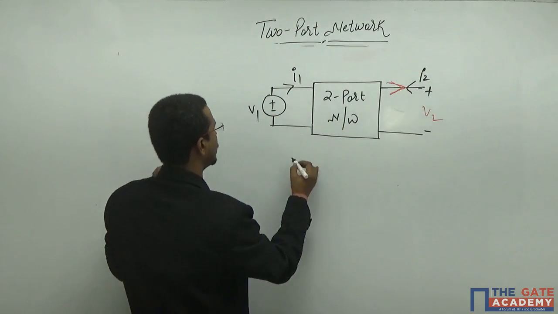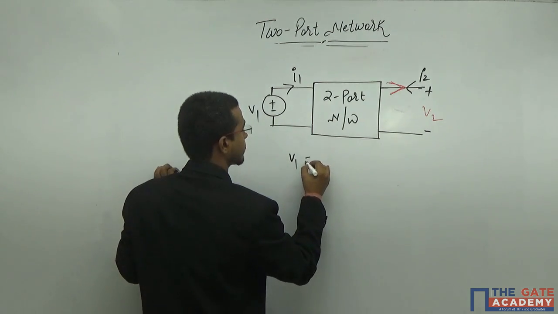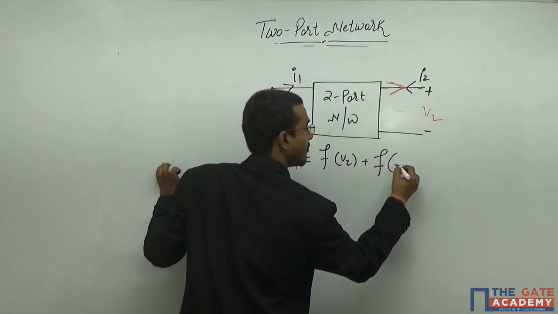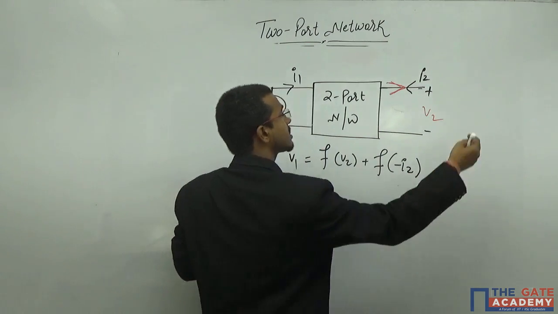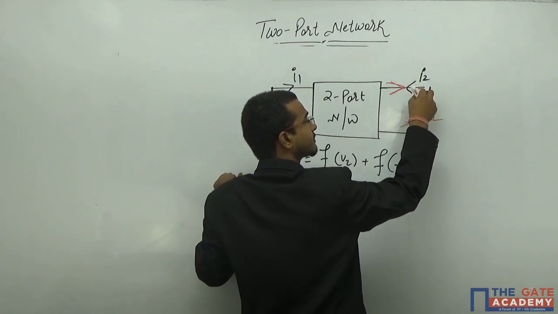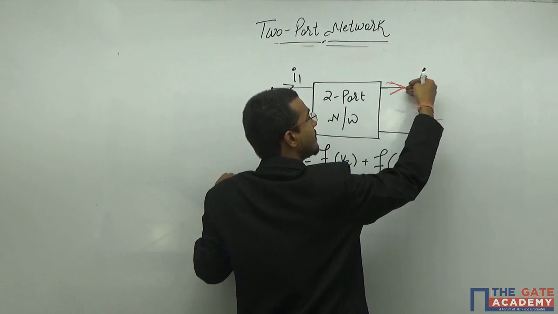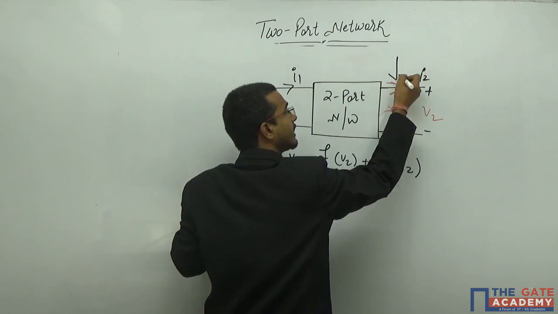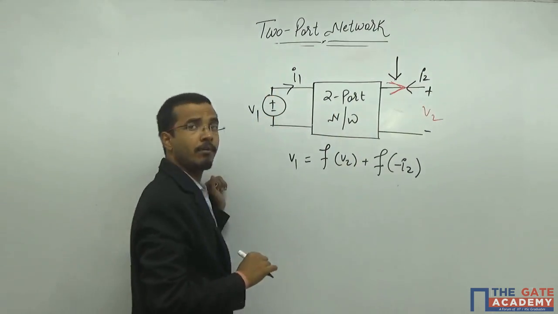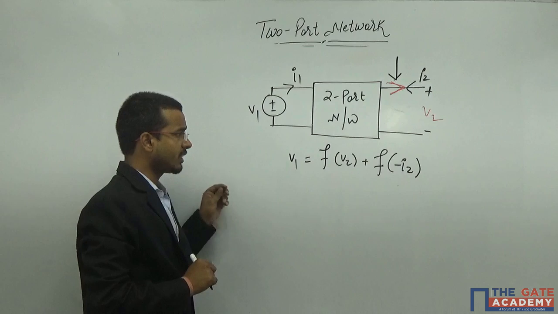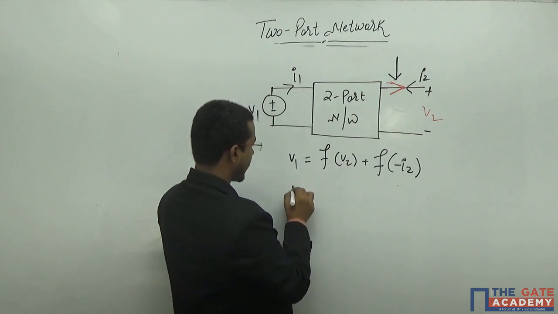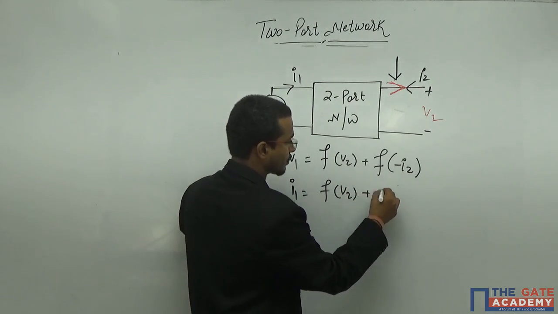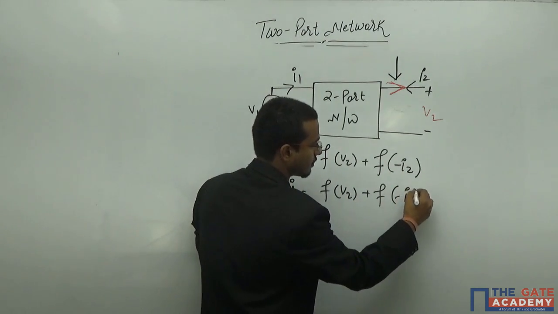That means here I will do V1 as a function of V2 plus the function of minus I2, because my original direction of this parameter is towards my port, but the actual direction, whatever you will get, is leaving from your port. That means the minus I2. And similarly, this I1 is equal to a function of my V2 plus the function of my minus I2.